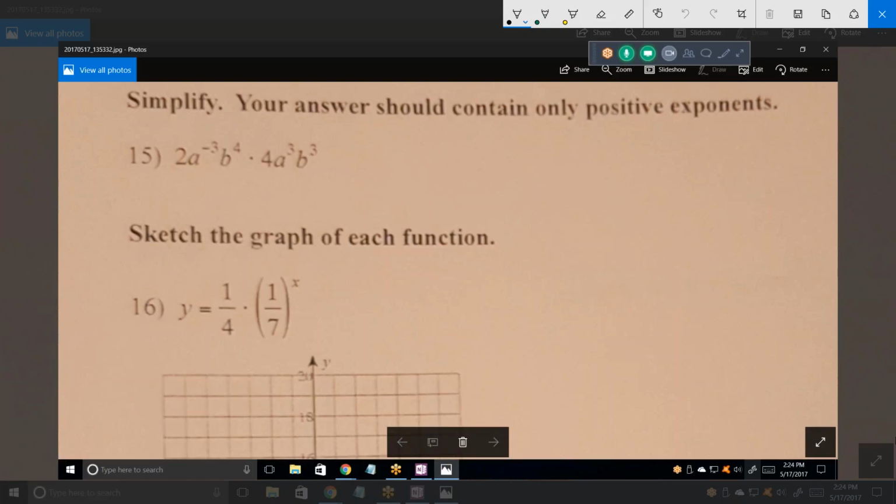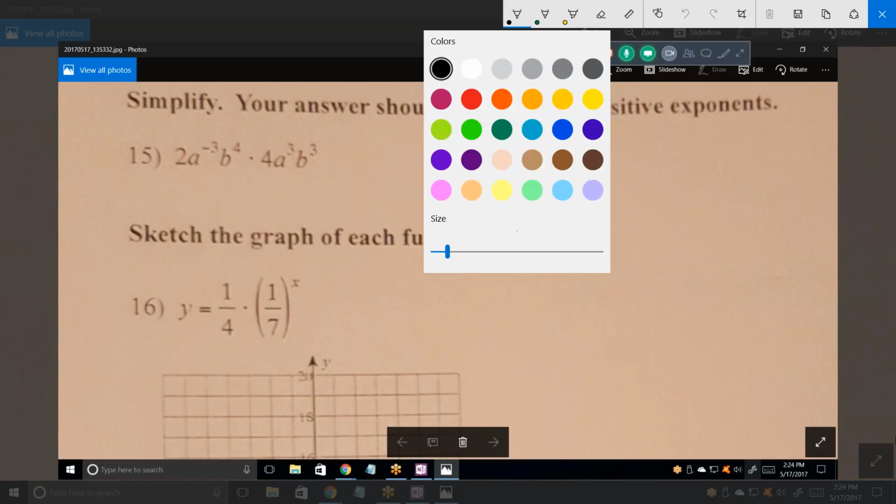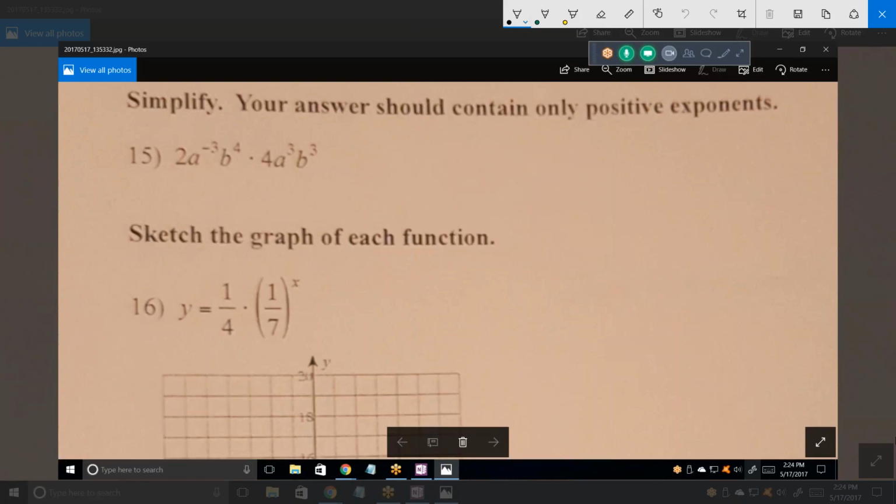Alright, so when you have a problem like this, start with the numbers, then do the next variable, then do the next variable. So what do the numbers equal? 2 times 4. 8.